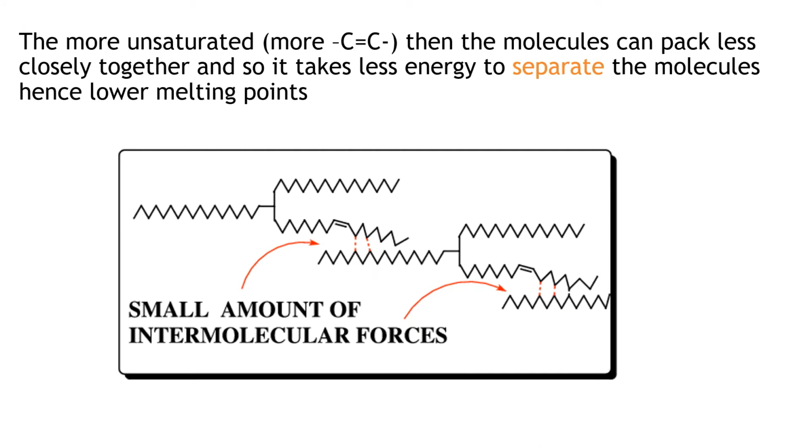The more unsaturated the molecule, in terms of fats and oils, the more carbon-to-carbon double bonds you've got. The more carbon-to-carbon double bonds you have, the more this is going to introduce bends and kinks into the molecule. This means that these molecules pack less closely together. That means you've got a smaller amount of intermolecular forces, such as London dispersion forces, between the molecules. This means that it will take less energy to separate the molecules, and therefore you're going to get lower melting points. Note, I'm not talking about breaking covalent bonds, I'm talking about separating molecules.